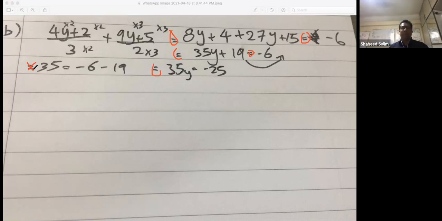So let us check one by one. So you times this by 2, times this by 3. Okay, you times by 2, you get AY. You times by 2, you get 4. You times by 3, you get 27. You times by 3, you get 15. Now, this is the real equal sign. This one is the real equal sign, because this was the original equal sign given.